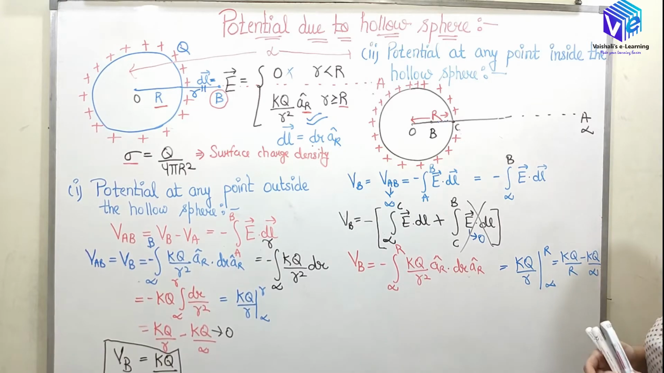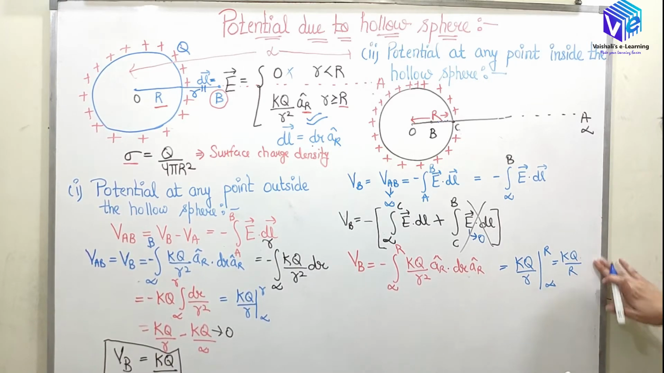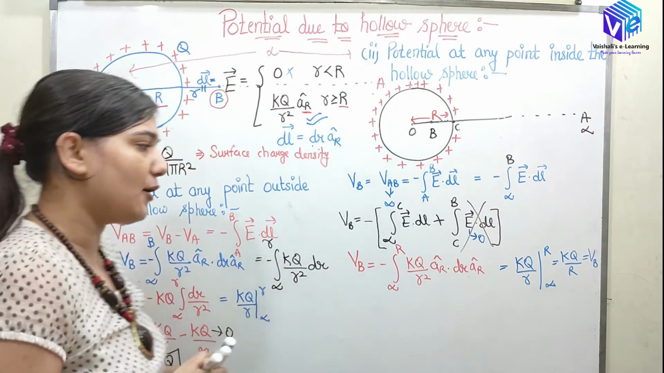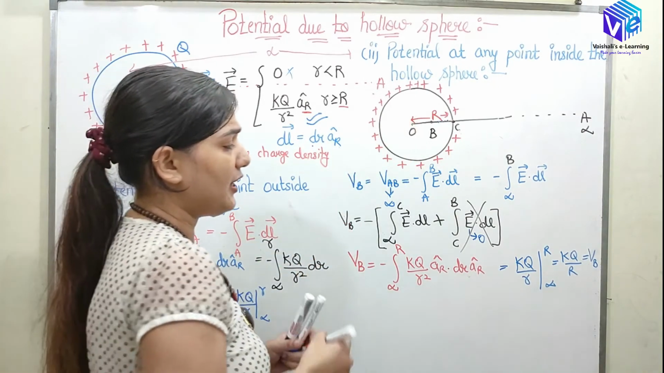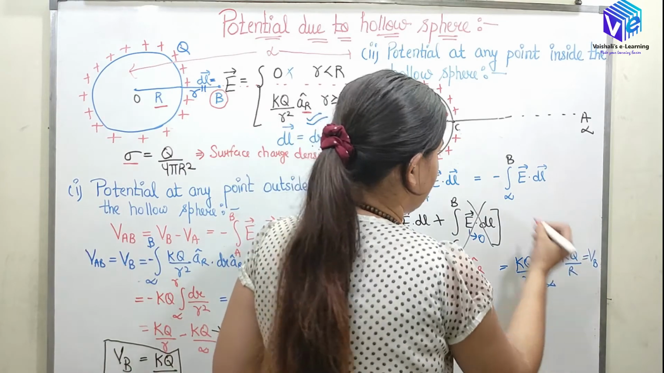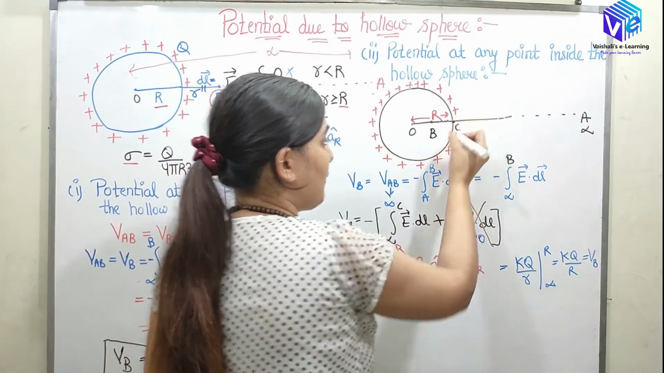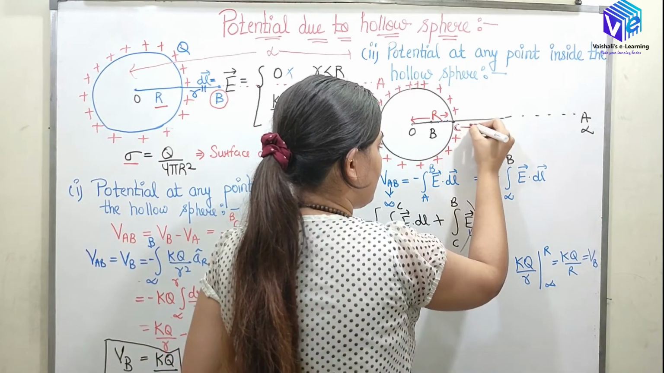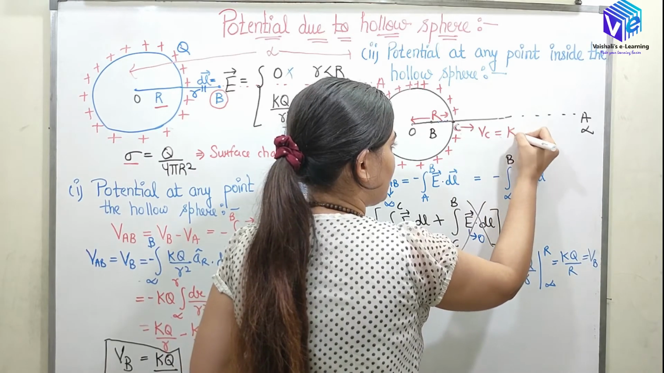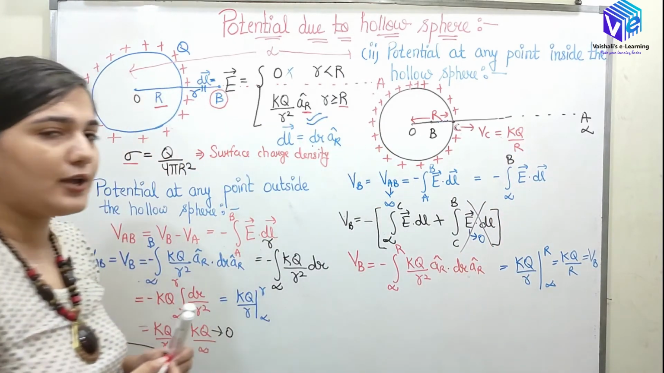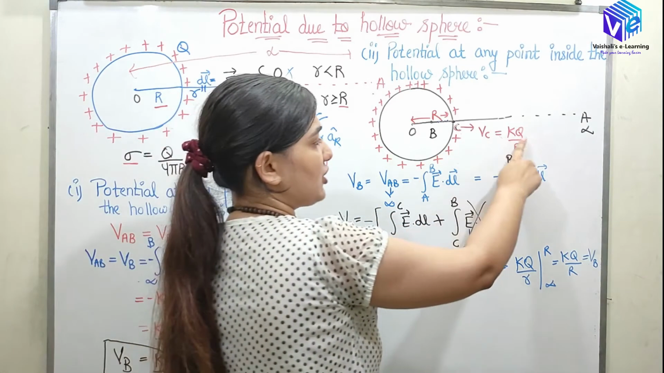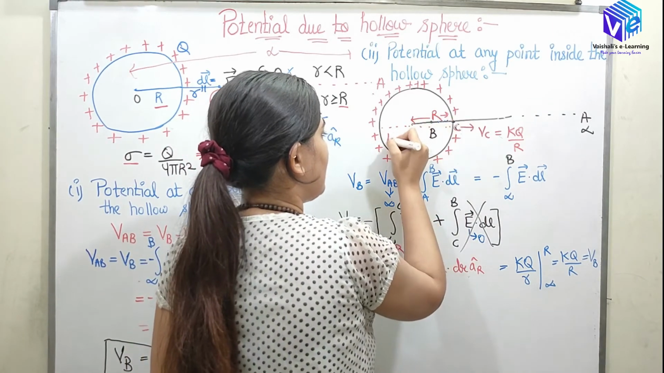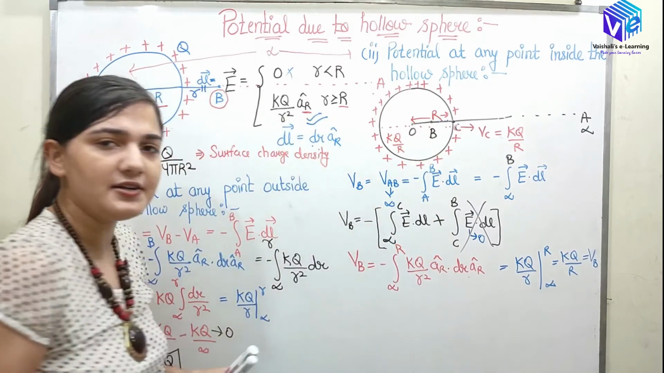So what is KQ upon infinity? It will be 0. So VB is equal to KQ upon R. So this is how I can find out the potential at any point inside. From here I deduce a conclusion that if I find out the potential at any point on the surface of the hollow sphere, at the point C, VC will be equal to KQ upon capital R. So on the sphere the potential is KQ upon capital R, and at any point inside this sphere the potential will be KQ upon capital R.